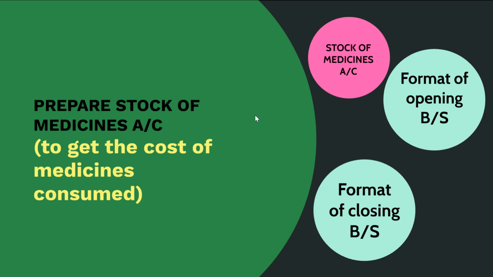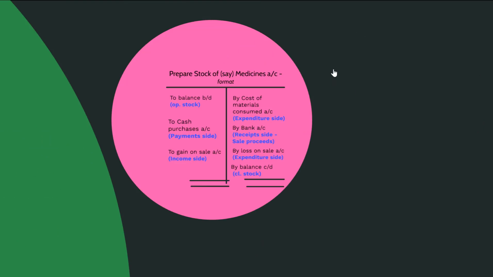Now, where the balance of creditors for the items are not given, to get the cost of the items consumed, let's take, for example, we need to get the cost of the medicines consumed. All we need to do is to prepare stock of medicines account. Now, the stock of medicines account format goes like this.